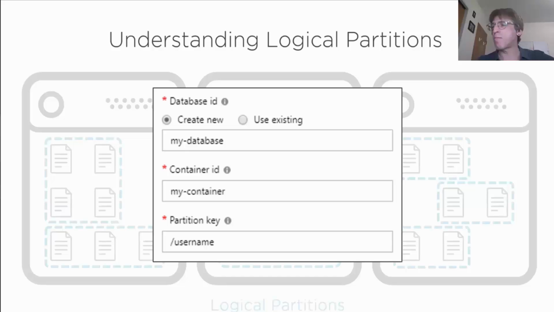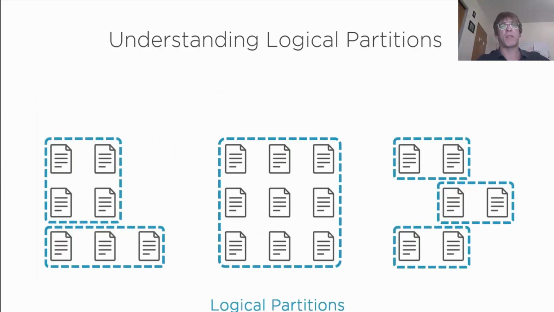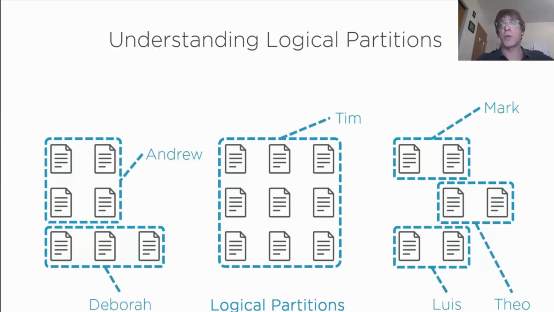If we went with, and I'm just going to go with a social network scenario, a Facebook or LinkedIn style site, we might partition on the username. If we forget about the physical partitions and just focus on the logical partitions, every user's documents will be in a logical partition for that user. And of course, these documents don't all have to be of the same type.